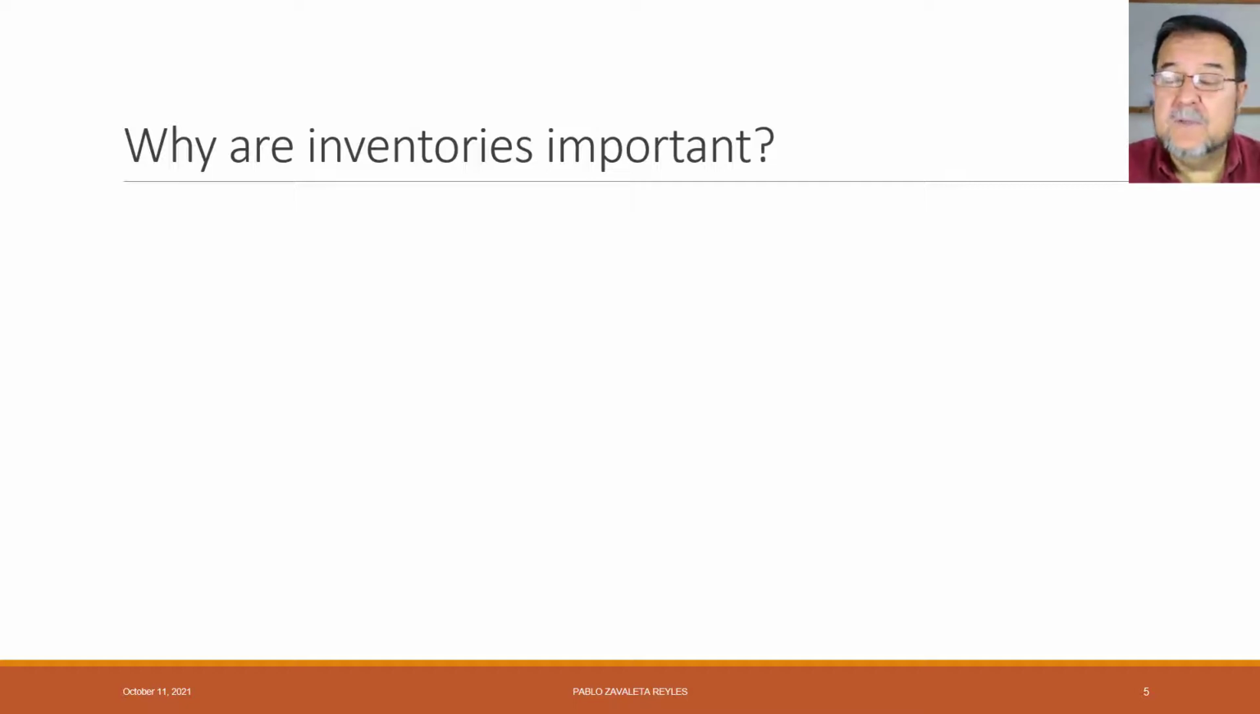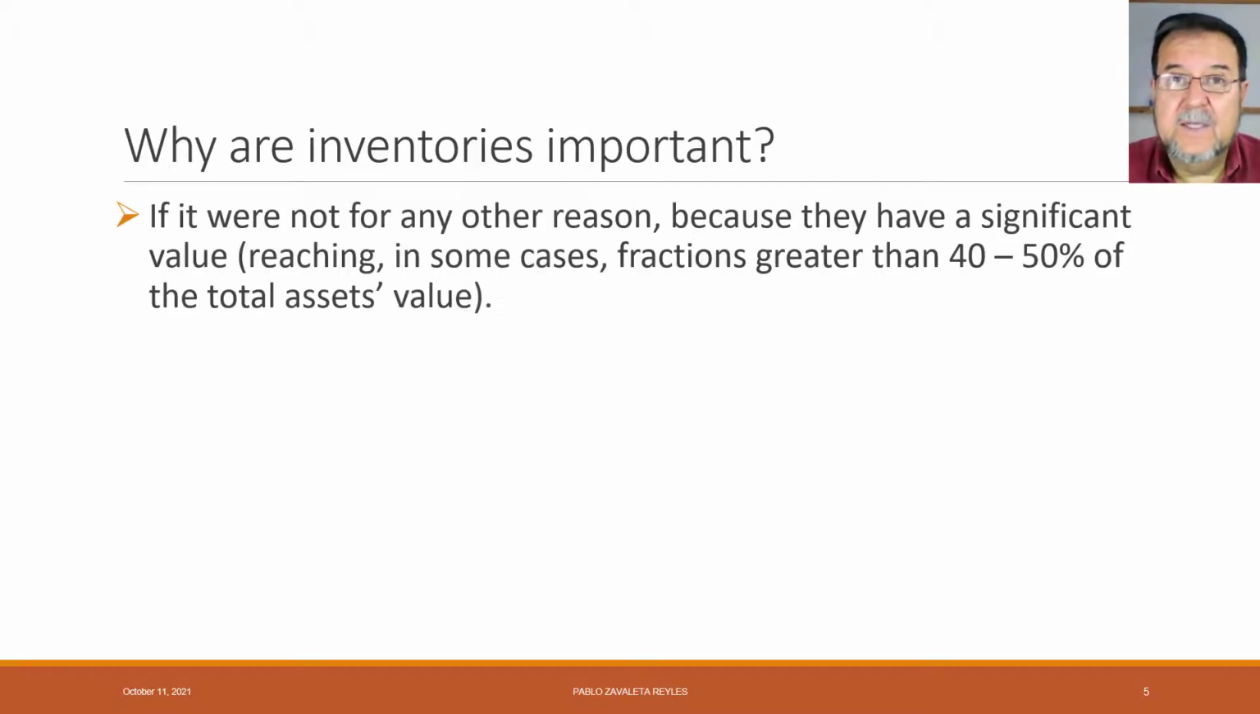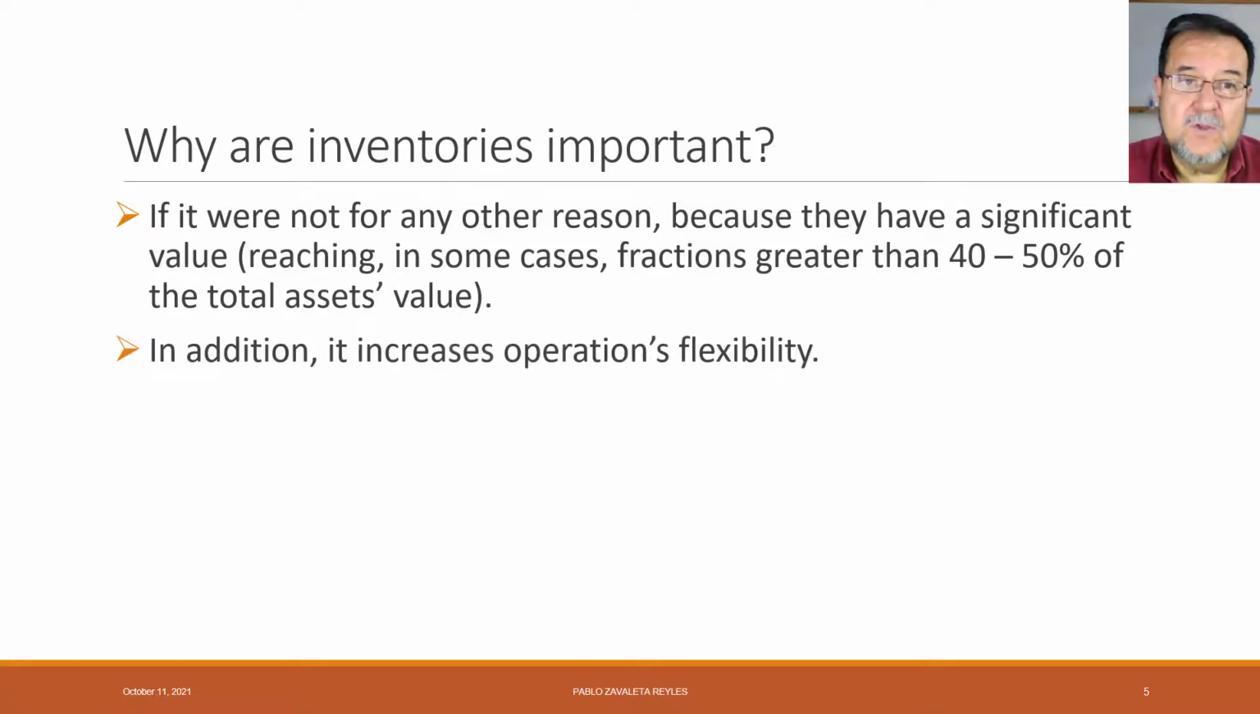Why are inventories so important? Well, essentially, because they comprise between 40 to 50% of the total assets of an organization's value. So that is really, really important. Also, the larger amount of inventories that you have, the larger flexibility that you get. Yes, production engineers love large inventories because then they can use whatever is needed in the moment that they need it. They have it immediately, so that's wonderful.